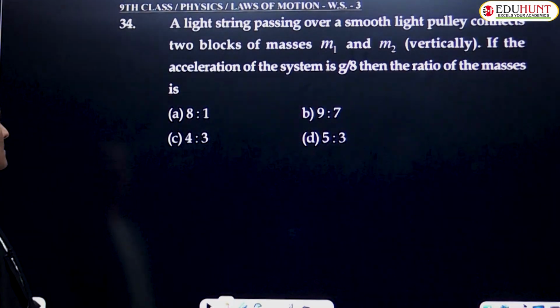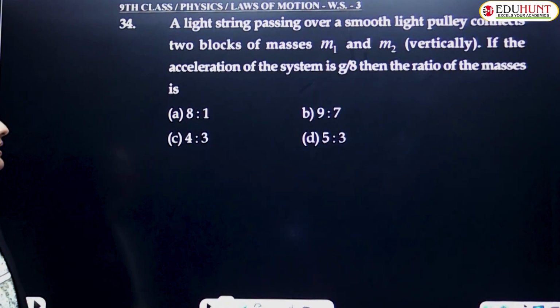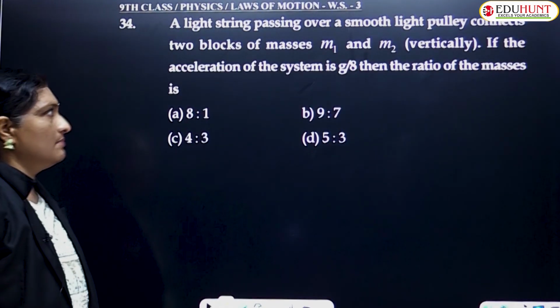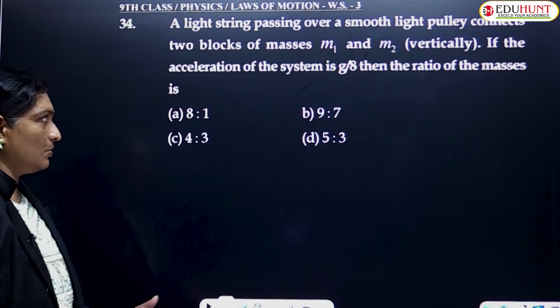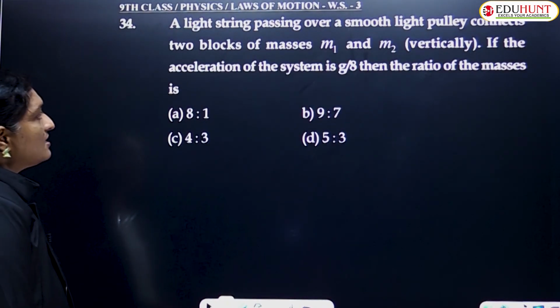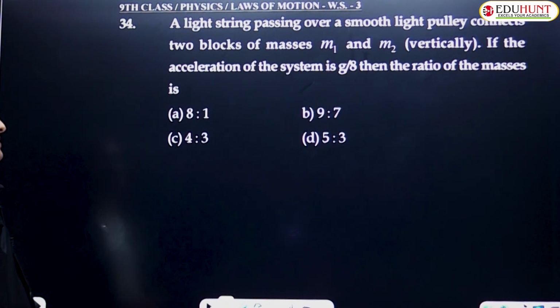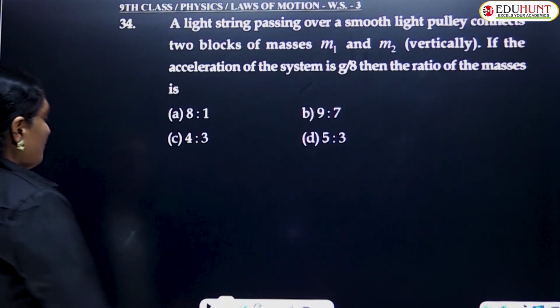Now moving to the next question. A light string passing over a smooth light pulley connects two blocks. How many blocks, children? Two blocks. One mass is m1, the other mass is m2. If the acceleration of the system is g by 8, then the ratio of the masses is, you're asked to find the ratio of masses.